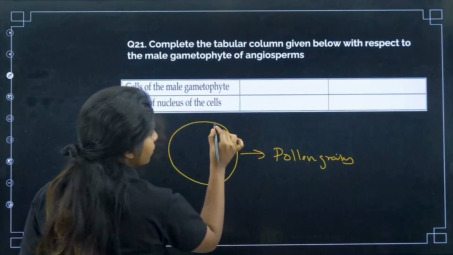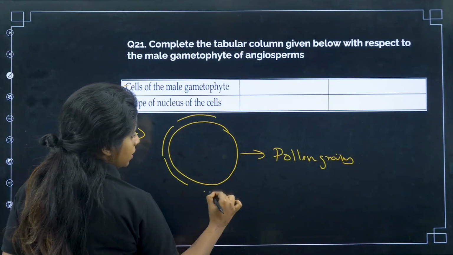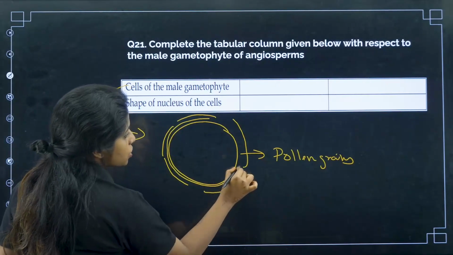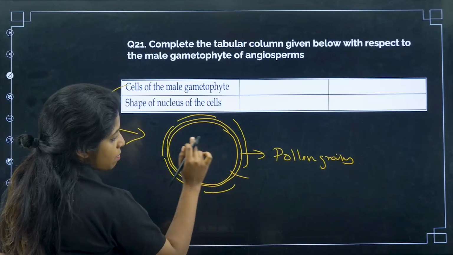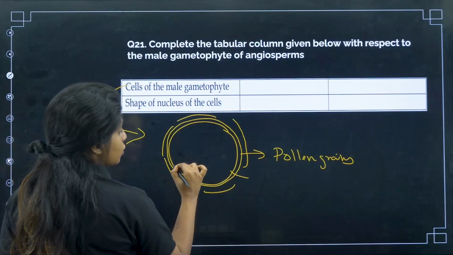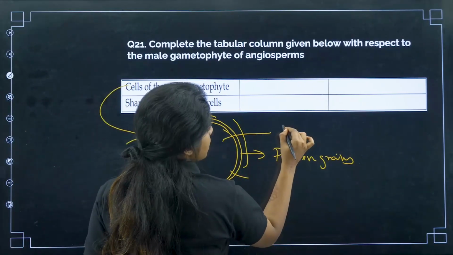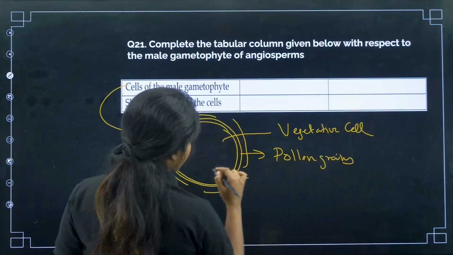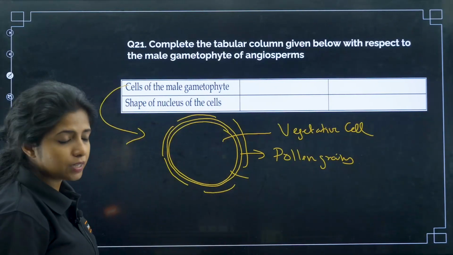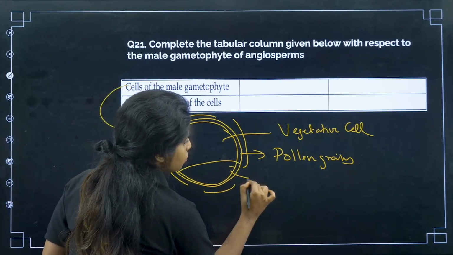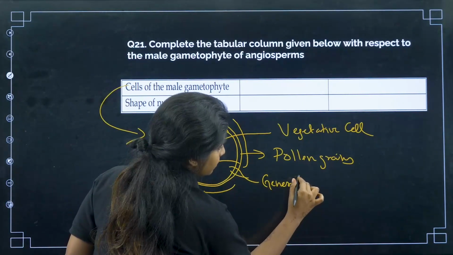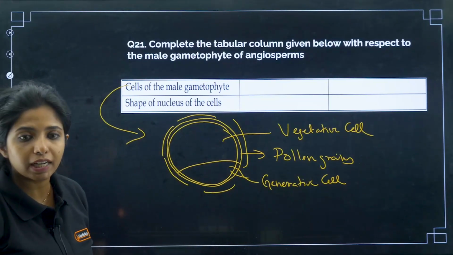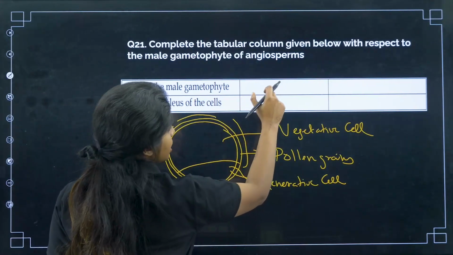Pollen grains will have an outer exine, which is made up of sporopollenin, and an inner intine, which is continuous, and there will be a plasma membrane. Now inside this there is a very big cell known as the vegetative cell. Also in the cytoplasm of this vegetative cell there is a small cell, which is known as the generative cell. Here it is vegetative, here it is generative.